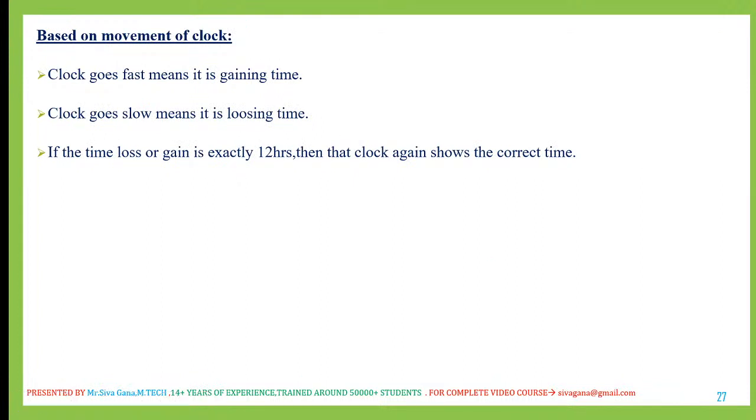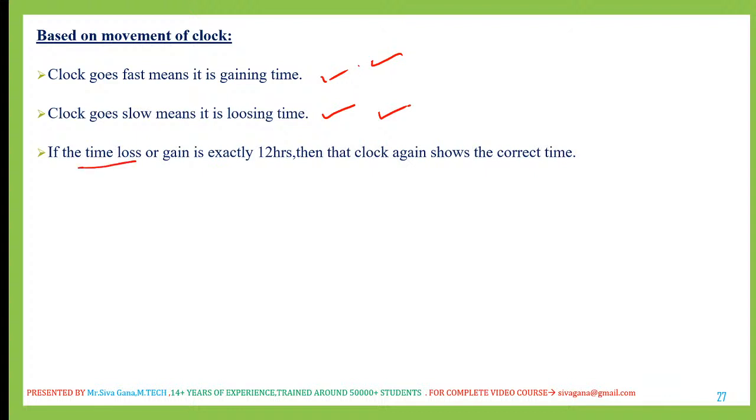Now let us see the last variety of question in clocks, which is nothing but some clocks going faster, some clocks going slow. If clocks are going faster, gaining time in the sense showing extra time, more time than the true time. Slow running in the sense losing time, showing less time than the true time. But in both cases, we need to calculate the true time.